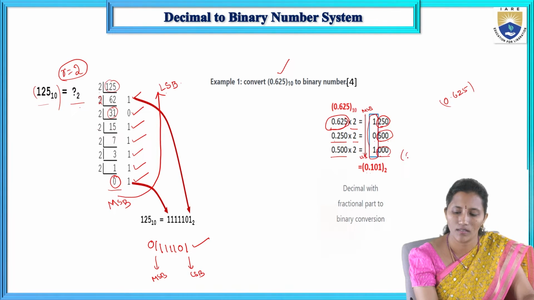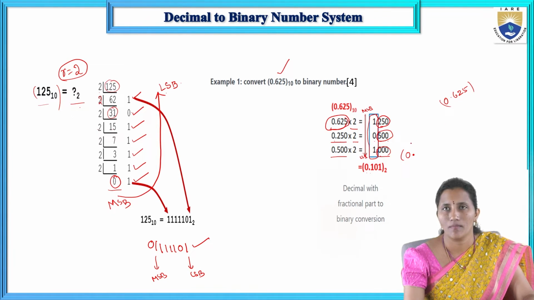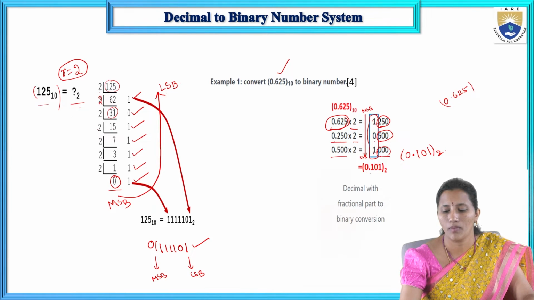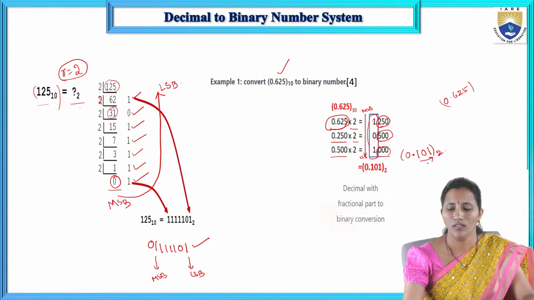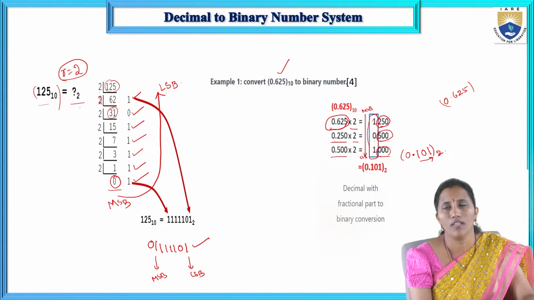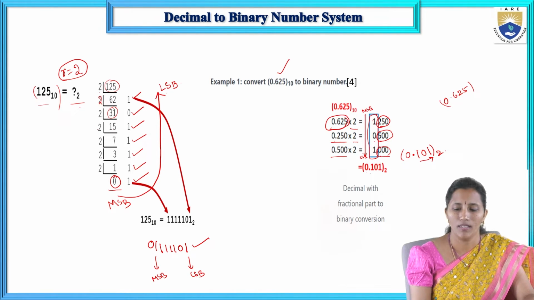So write down like this: 0, then the binary point, then MSB 1, 0, 1 in base 2, from up to down. This is the procedure to convert the integer part and fractional part of the decimal number to the binary number system.